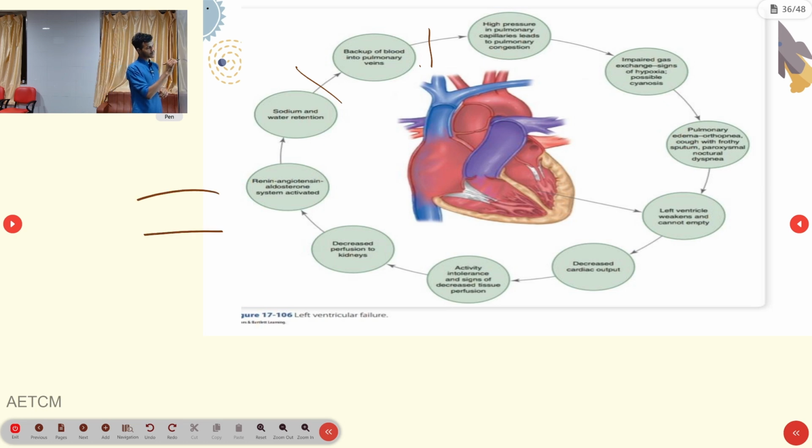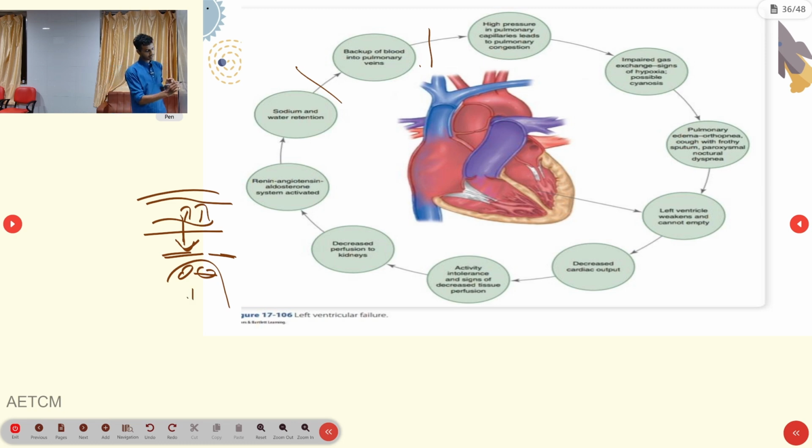So if the pressure inside the capillary increases, that will automatically lead to fluid escaping from the pulmonary vasculature into the interstitial area and into the alveoli. So that condition is called pulmonary edema. So that is pulmonary edema, right? The fluid inside the pulmonary capillaries or pulmonary vasculature escapes and reaches the interstitial area or the alveoli, that is pulmonary edema.